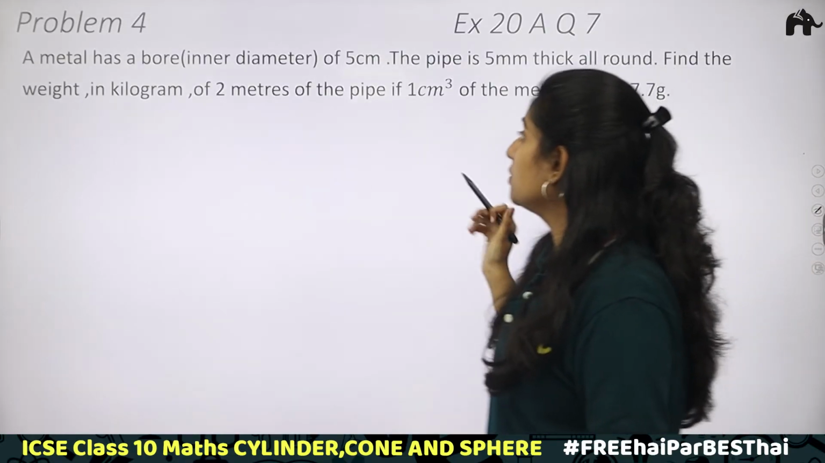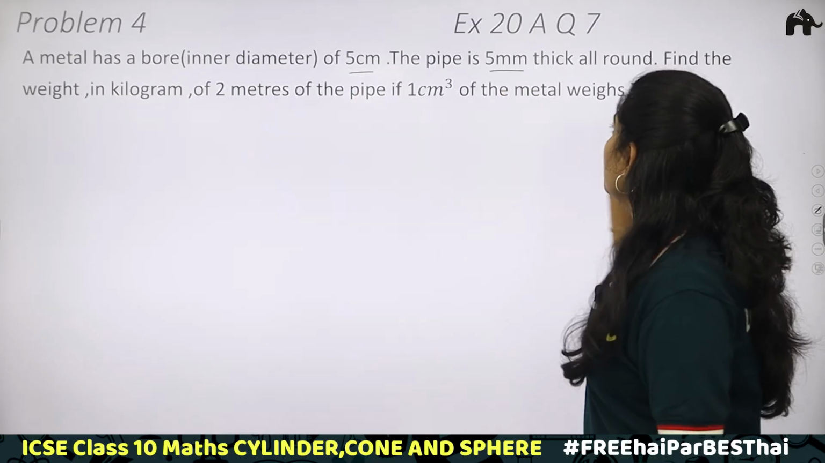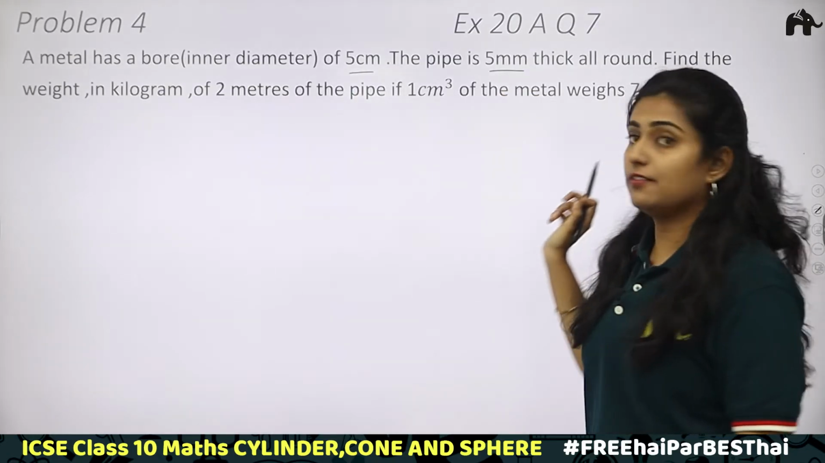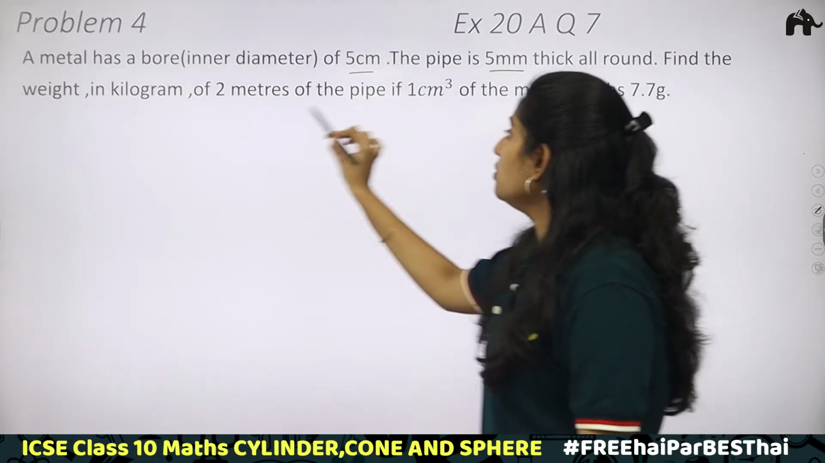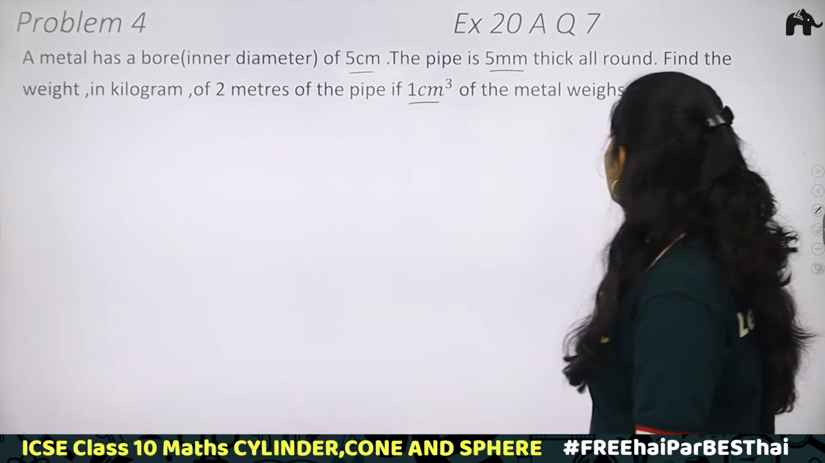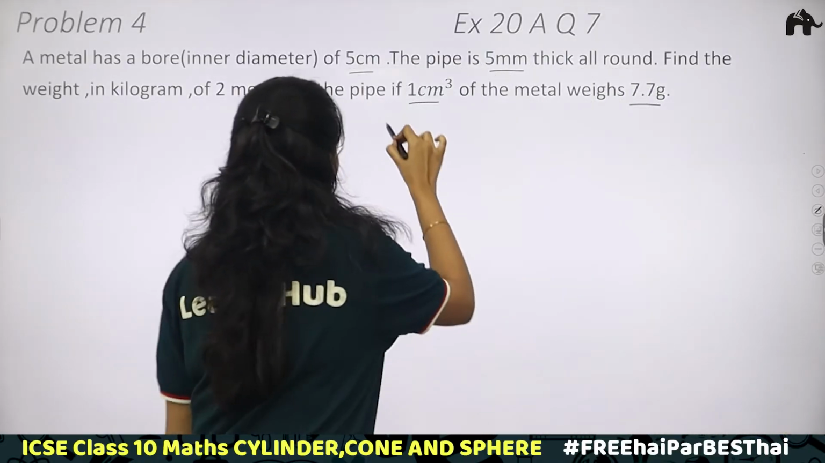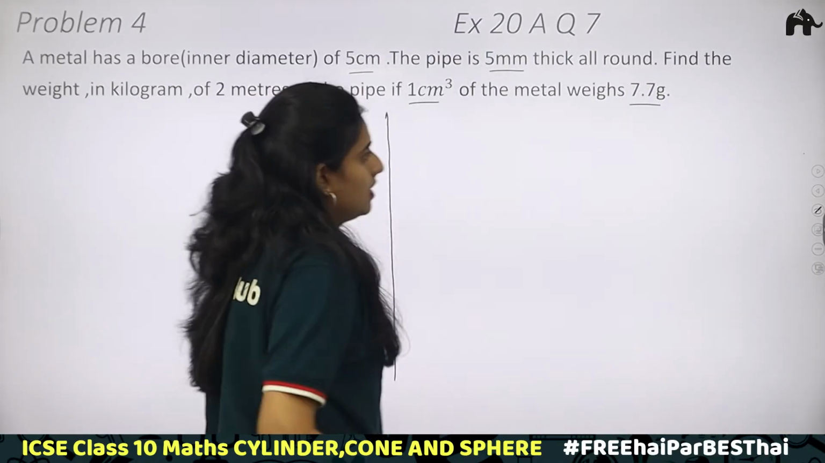A metal pipe has an inner diameter of 5 cm. The pipe is 5 mm thick all round. Find the weight in kilogram of 2 meters of the pipe if 1 cm cube of the metal weighs 7.7 gram. Okay.